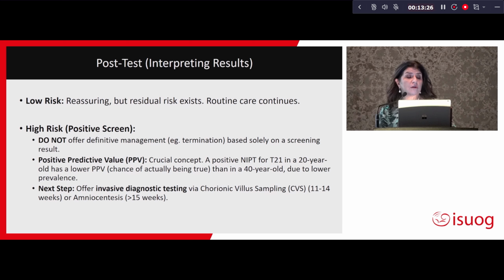What do you do if you get a low-risk result? You carry on with normal care, but you still offer your mid-trimester ultrasound scan. If you get a high-risk result, you should never make a clinical decision on a positive result or of definitive management. You must then go on to doing an invasive diagnostic test to confirm the result. Certainly in Abu Dhabi, we would never do a termination of pregnancy for a positive NIPT test for trisomy 18 until we've actually confirmed it with further testing.